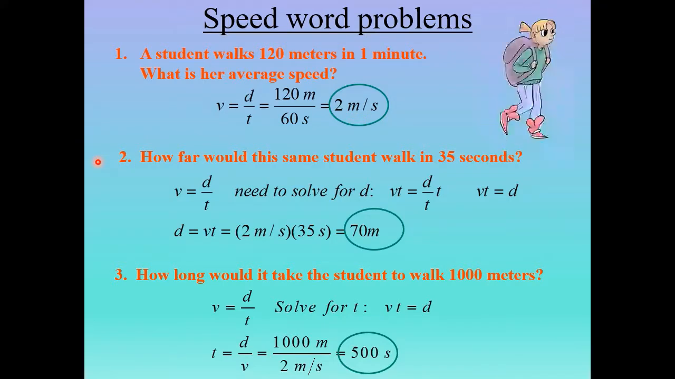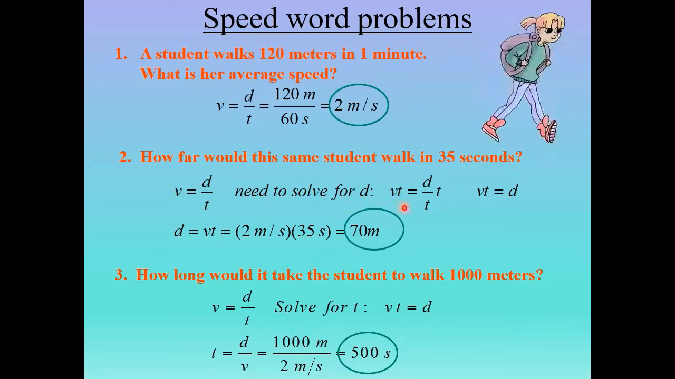So question number 2 is, how far would this same student walk in 35 seconds? So we know that velocity is distance over time. We need to solve this equation for the distance because we're trying to figure out how far she would go walking at this speed for 35 seconds. So we need to solve V equals d over t for distance. The way to do this is we need the d to be all by itself, so we can multiply both sides by t.